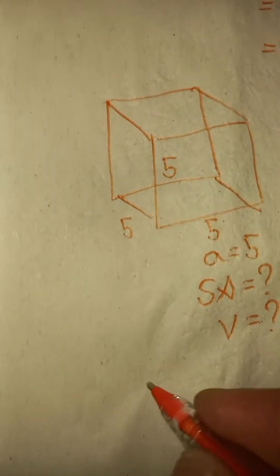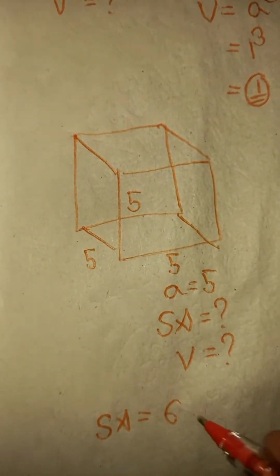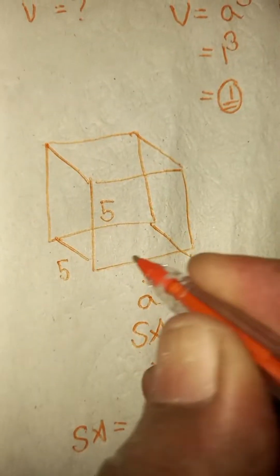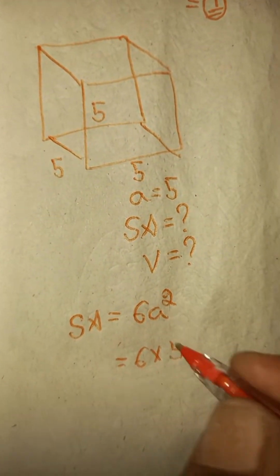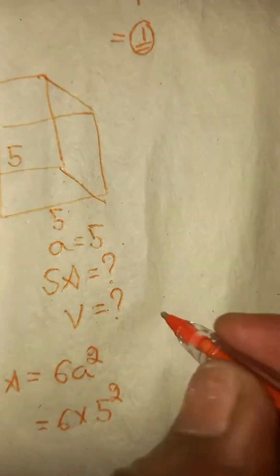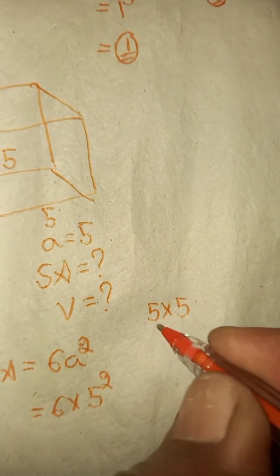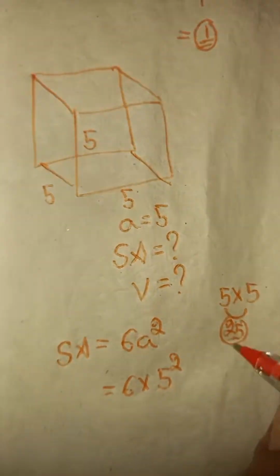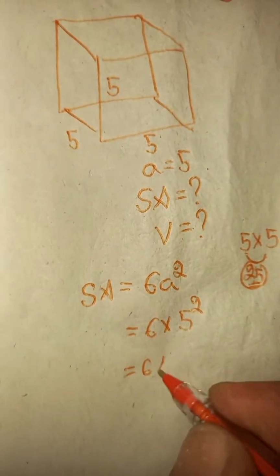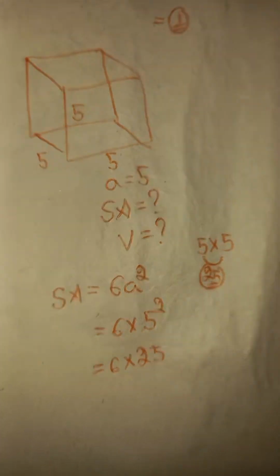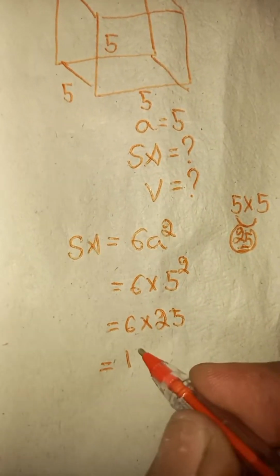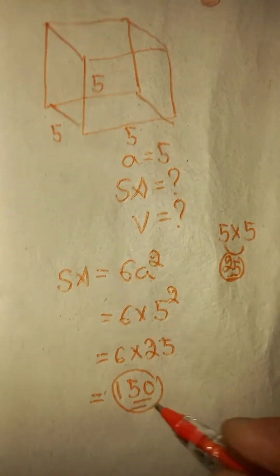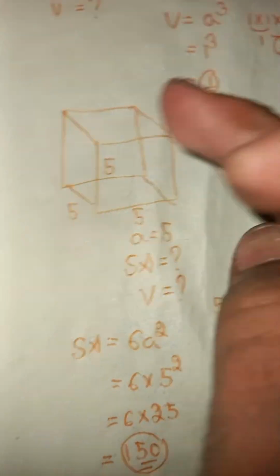The surface area of the cube is equal to 6a square, where a is the side length, which is 5 units. So it becomes 6 times 5 square. 5 square means 5 times 5, which is 25 units. So this is equal to 6 times 25. 6 times 25 gives us 150. 150 square units is the complete surface area of this cube.